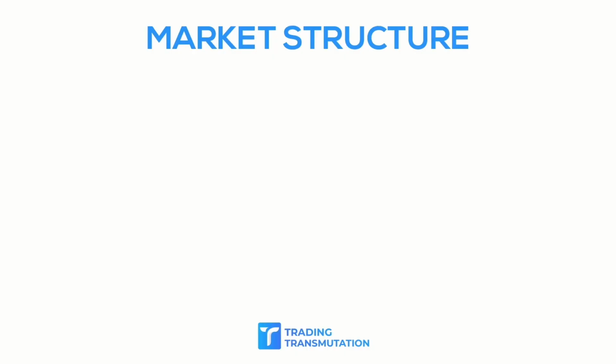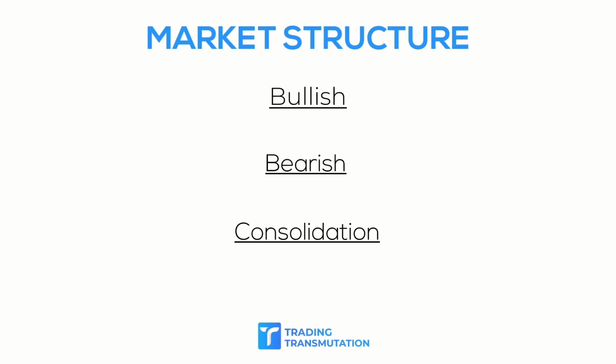But enough of that, let's get right into the market structure breakdown. Alright, first things first, what you guys need to understand with market structure is that market structure can only move in three ways. There's no other way it can move. That is bullish, bearish, and consolidation. Now, what do these three things actually mean?